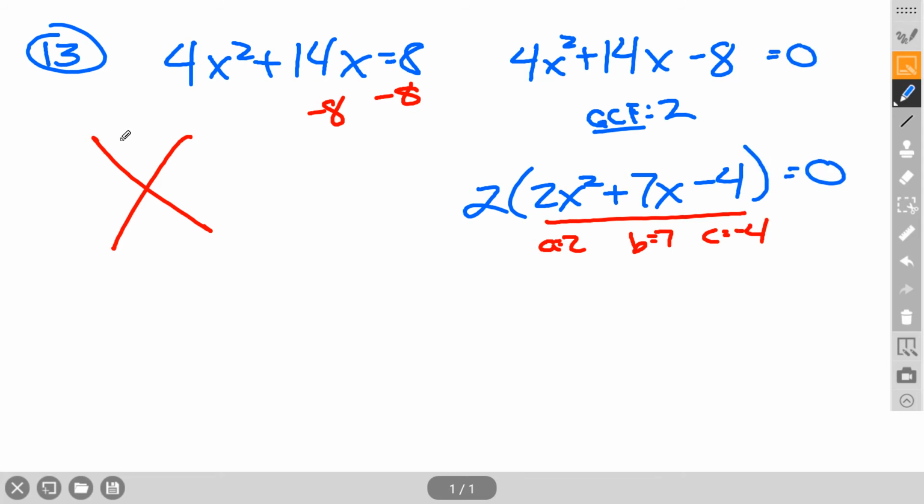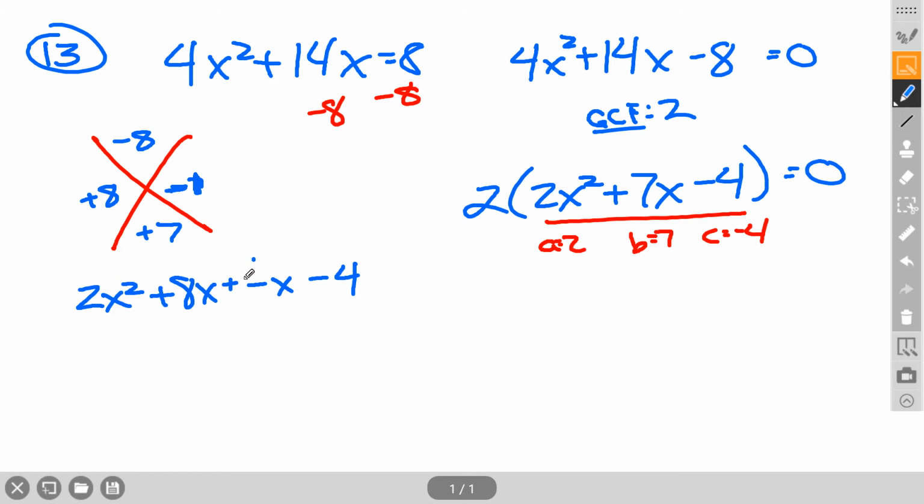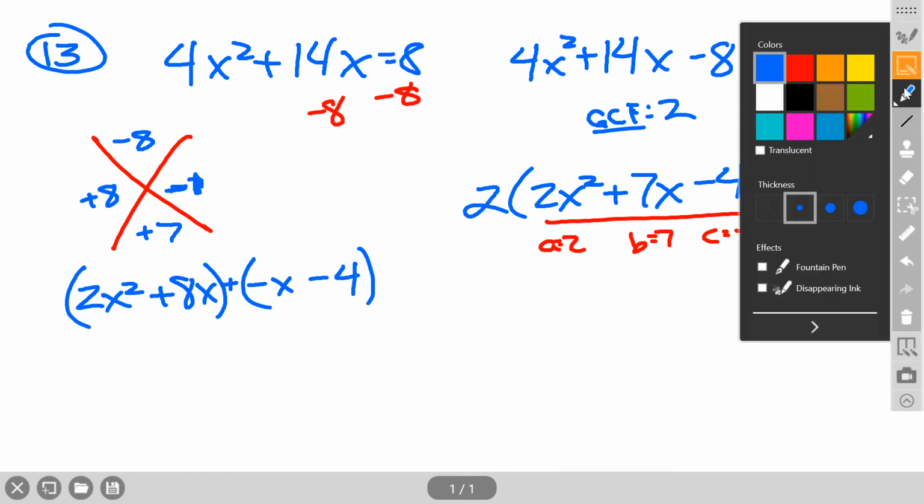So up top I have a times c, so 2 times negative 4 is negative 8. In the bottom I have b, which is positive 7. So the numbers I'm looking for are positive 8 and negative 1. The product of these is negative 8. The sum of these is positive 7. So that means that I can split this up, 2x squared plus 8x minus x minus 4. And I can group these two, and I can group these two, and I can factor the GCF out of each group.